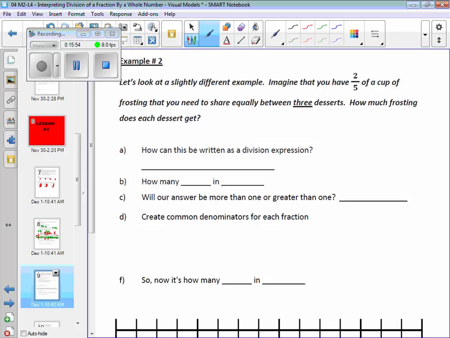Okay, so imagine you have 2/5 of a cup of frosting. Sorry, I don't have frosting. Oh, frosting. I'm sure you will. 2/5 of a cup of frosting that you need to share equally between 3 desserts. How much frosting does each dessert get? Well, you've got to write it as a division statement first. Is it 2/5 divided by 3 or 3 divided by 2/5?